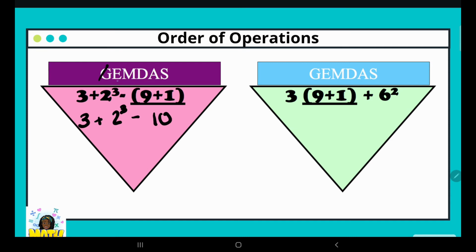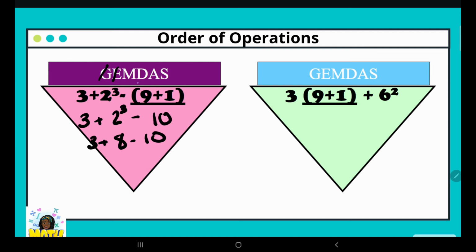Now what I have next would be my exponents. So here I have 2 to the third power. So 2 times 2 is 4. 4 times 2 is 8. So we talked about that before. Exponents, this would mean 2 times 2 times 2, right? So 2 being multiplied by itself 3 times. So 2 to the third power is 8, and I'm going to bring down my plus and my minus 10. So I just completed my exponents.